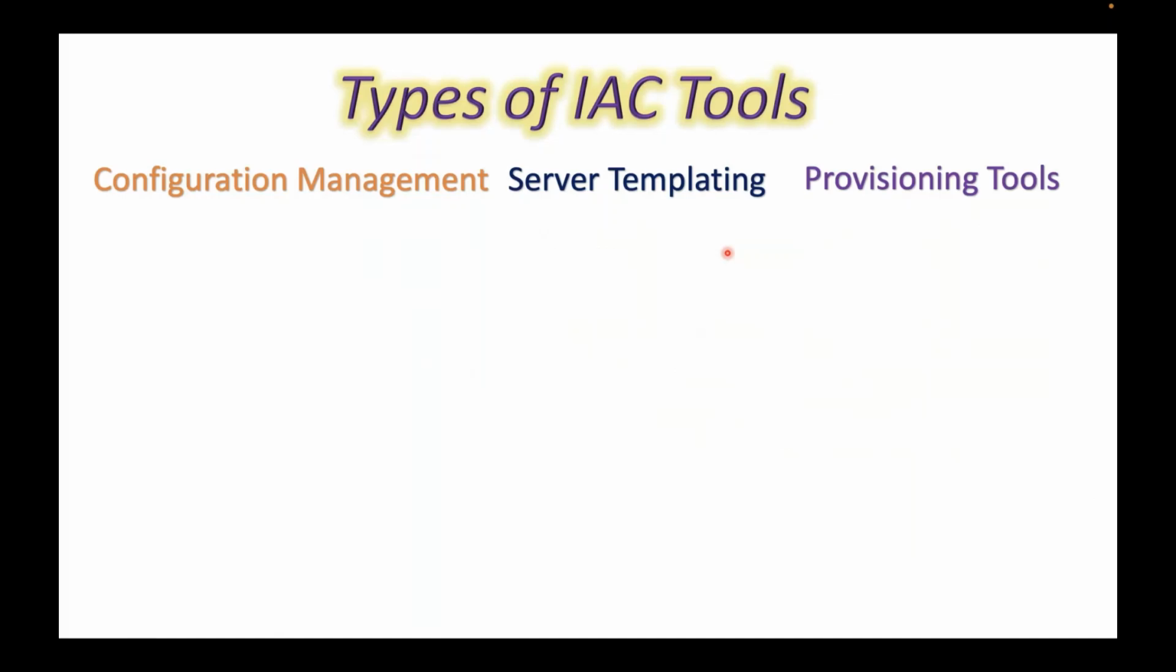So when we are talking about the IAC tools, we can differentiate in three categories. One is configuration management, then server templating, and then provisioning tools. Under configuration management, Ansible, Puppet, and SaltStack will be there. I will explain what is configuration management, what is server templating, and what are provisioning tools. Before that, we will see the tools in each category.